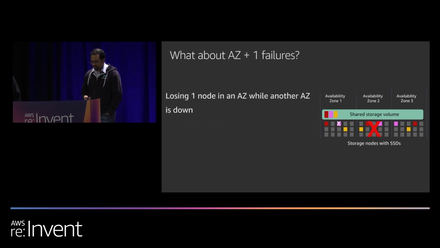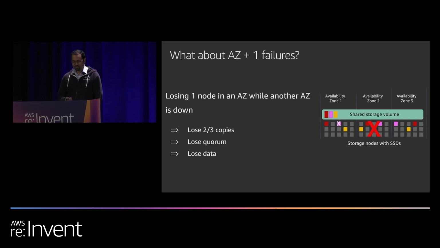What about AZ plus 1 failure? What do we mean by AZ plus 1? Losing a node in any given AZ is possible at any given point in time. So if you have an AZ down and a node is down as well in some other AZ, what would happen? Essentially, you lose 2 out of 3 copies. That means that you lose the quorum, you lose the data.